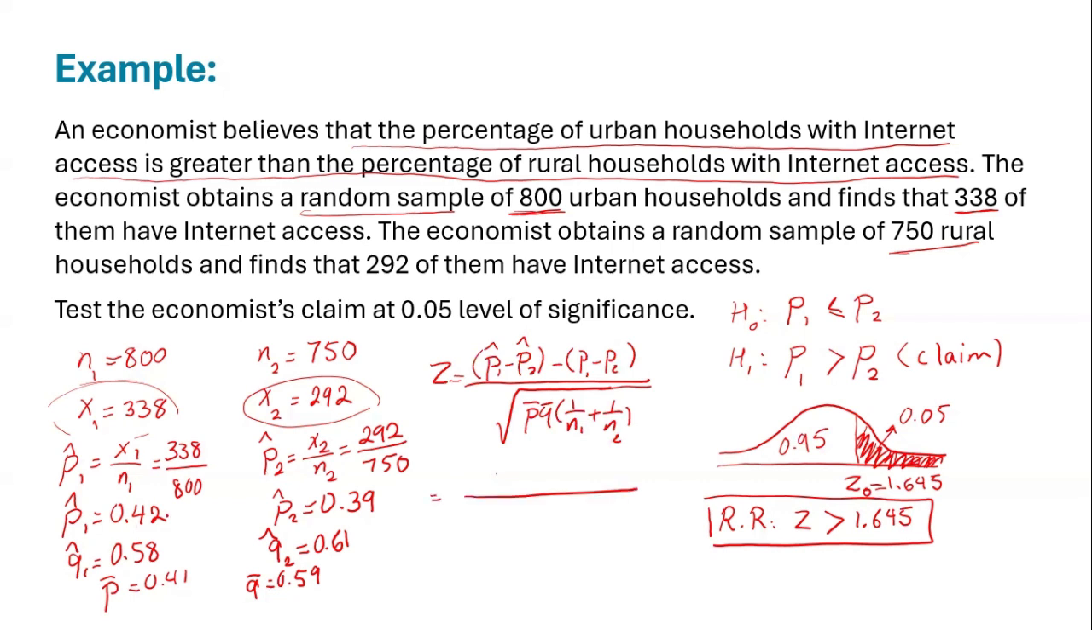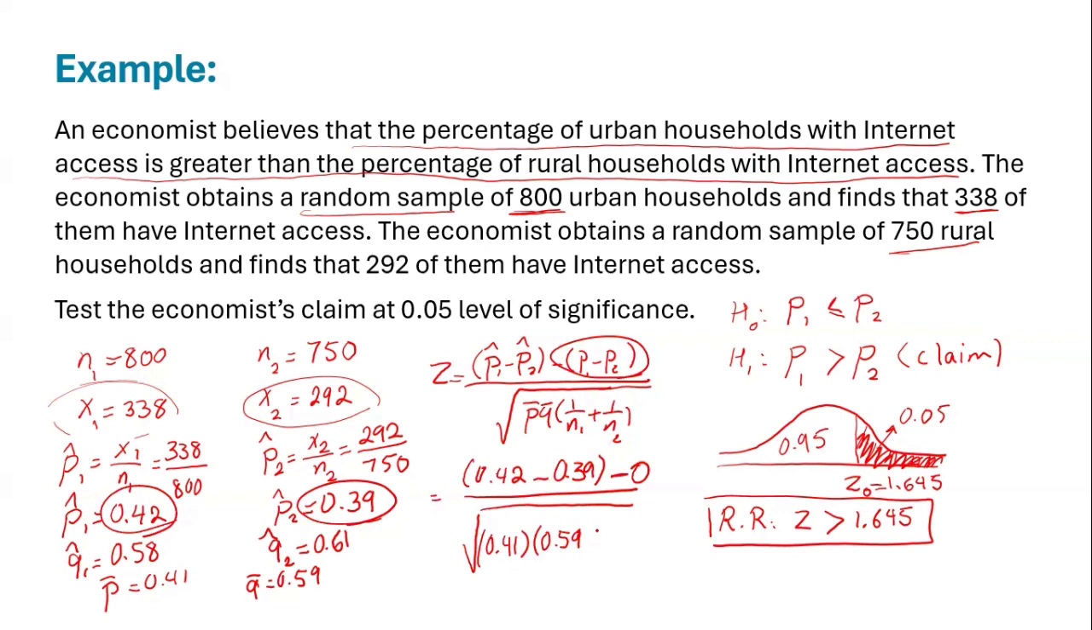P hat 1, 0.42, minus P hat 2, which is 0.39, minus P1 minus P2, which is always 0 because we always assume that P1 and P2 are the same. And in the denominator, we have the square root of P bar, 0.41, Q bar, 0.59, 1 over N1 plus 1 over N2. If I put this in the calculator and find the z-value, it gives me 1.33.